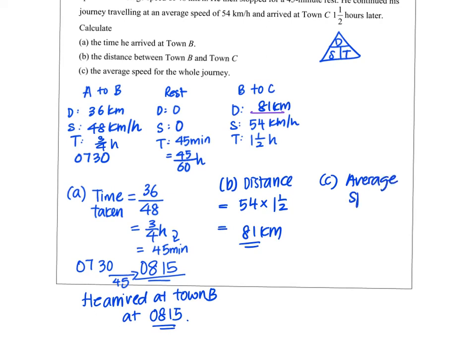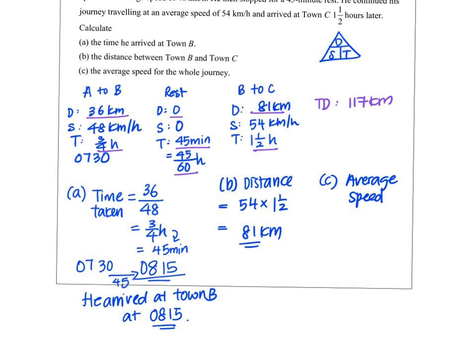Now part C question asks us to find the average speed. Average speed is given by the total distance over the total time. So what is the total distance? So let us calculate the total distance. In this case, I will have 36 plus 81. The total distance is given by 117 kilometers. Okay, I need to erase away this one. This is just dot dot. And the total time taken.